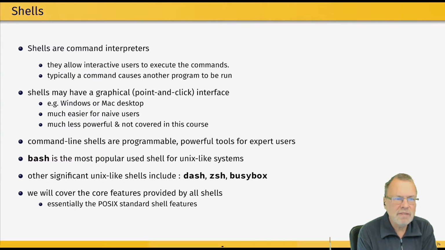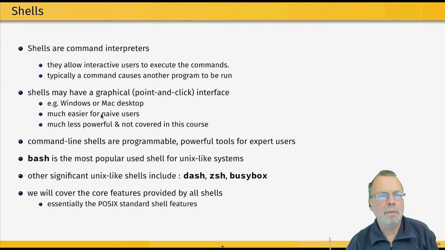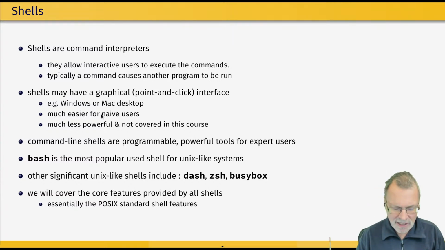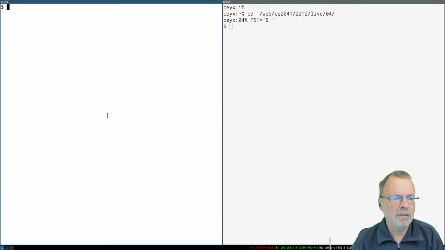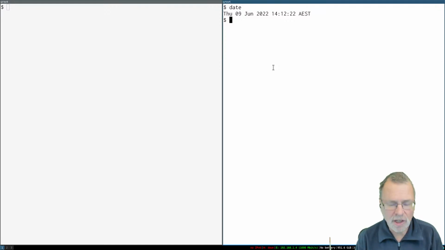So shells have this bimodal existence. They're interactively used to execute commands. So we sit there, we type a shell command, and the shell does it. Let me flip to a window and run a command. In fact, I'll run the clear command, and then I run the date command, and the shell runs it. That's one way shells get used.